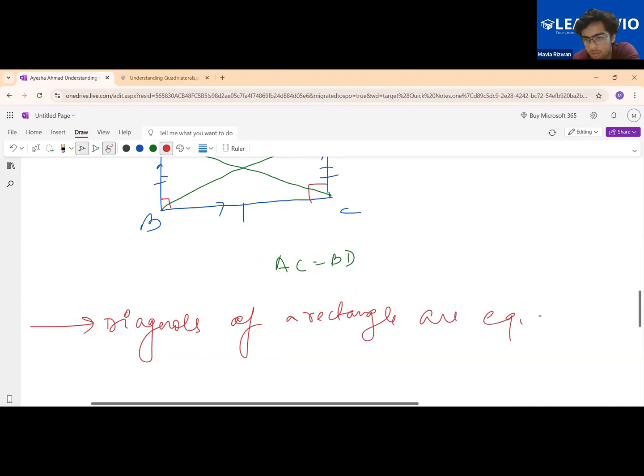Is this clear, Ayesha? Yes, sir. But it would carry all the properties of parallelograms. That's why I'm saying remember the properties of a parallelogram: opposite angles are equal. Here, all the angles are equal and 90 still. Also the diagonals are bisectors. Diagonals are equal and bisectors also, because in a parallelogram they were bisectors, so they are bisectors here also. Okay, now I hope rectangle is clear.